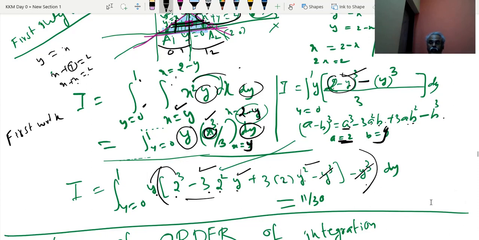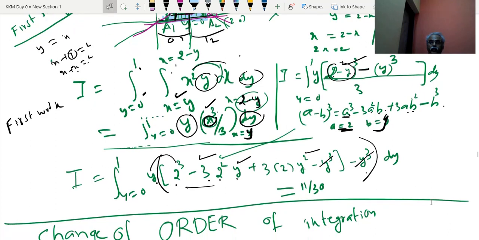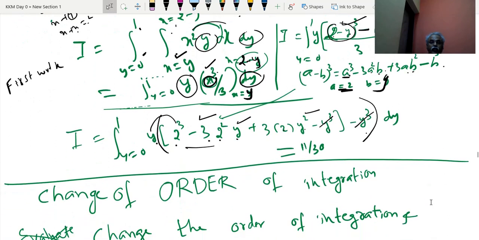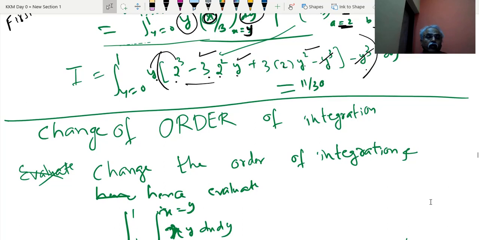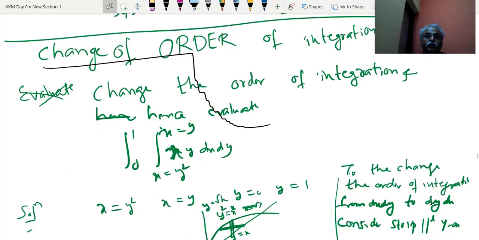Now, so far the region was given. Why can we not change whatever order is given? Under the heading of change of order, let us see how we can change the order of a given integration.